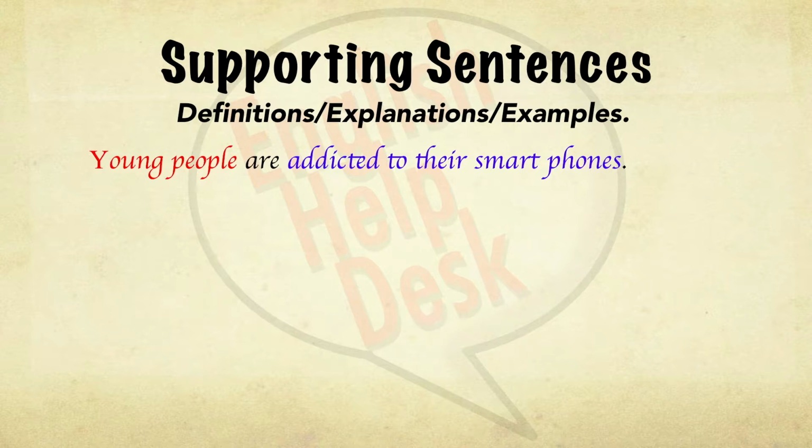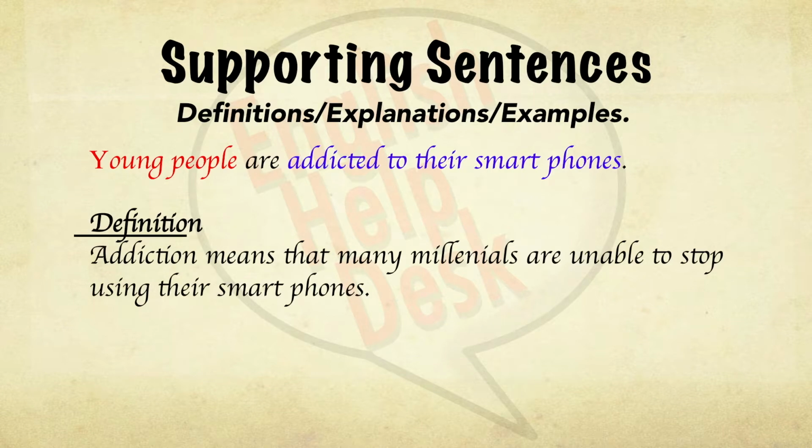Our topic sentence is, young people are addicted to their smartphones. Our topic here is young people, and our controlling idea is that they are addicted to their smartphones. Maybe we want to make it clear what we mean by addiction in this sentence. We can use a definition. Our definition would be, addiction means that many millennials are unable to stop using their smartphones. Here I'm making it clear what I mean in my topic sentence. I am giving a literal meaning to what the word addiction is.